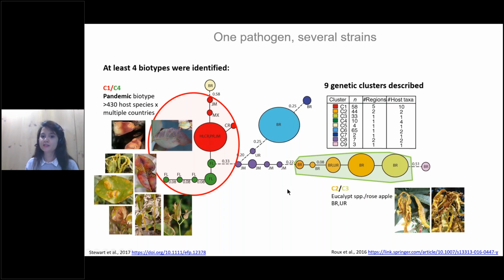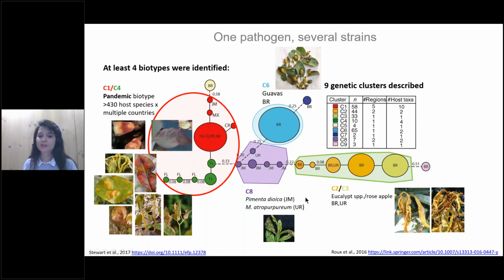And finally, there is a biotype that is very distinct and associated with the guava species in Brazil, and it is the cluster C6. There is another biotype. So it's the biotype C8 associated with the species Pimenta dioica in Jamaica and the native Myrrhinium in Uruguay.